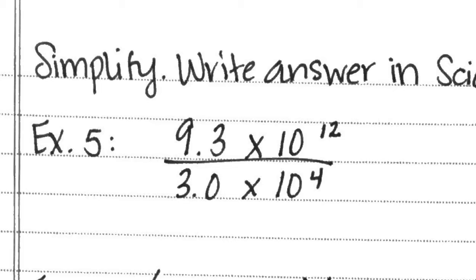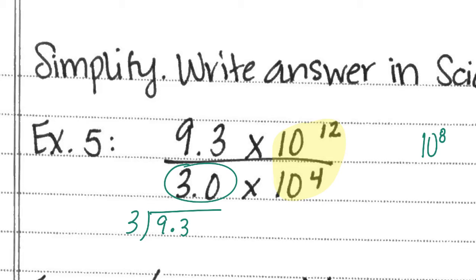Now, what if I have to divide? Okay, I know what I know. With 10 to the 12th divided by 10 to the 4th, wouldn't that just be 10 to the 8th? So really, I have to take 3 and divide it into 9.3, because 3.0 is just 3. Well, 3 goes into 9 3 times. 3 goes into 3 1 time. So this answer will be 3.1 times 10 to the 8th power.